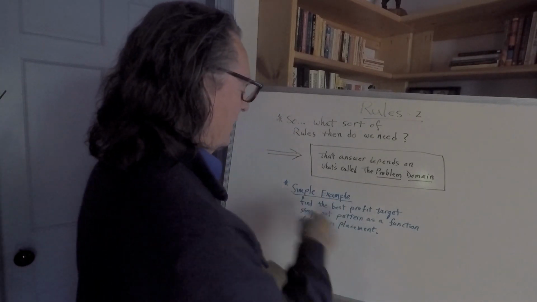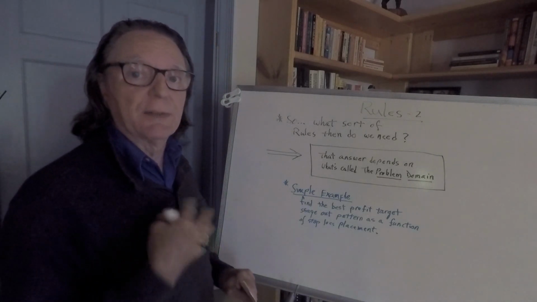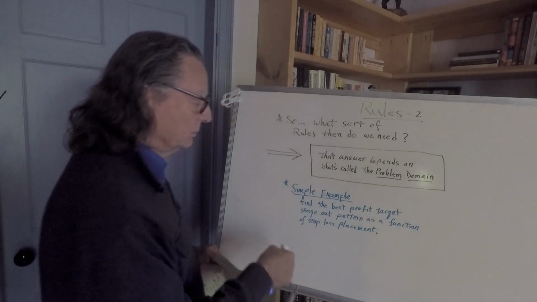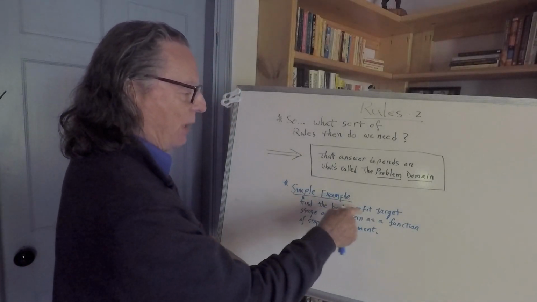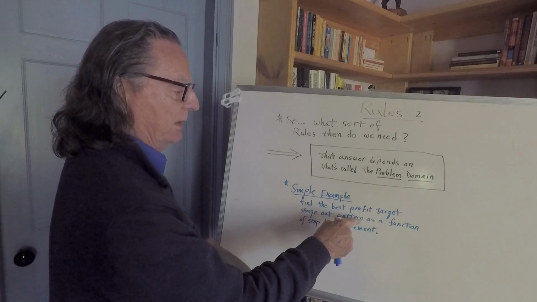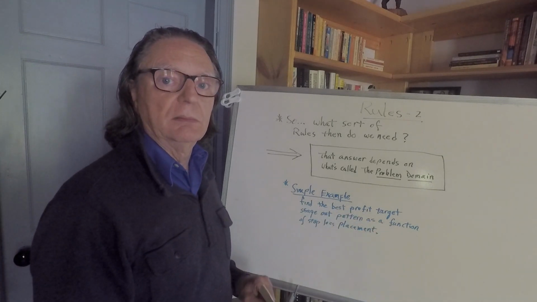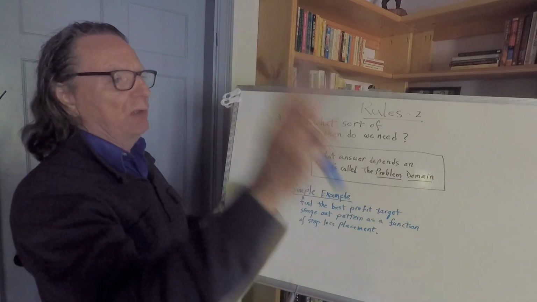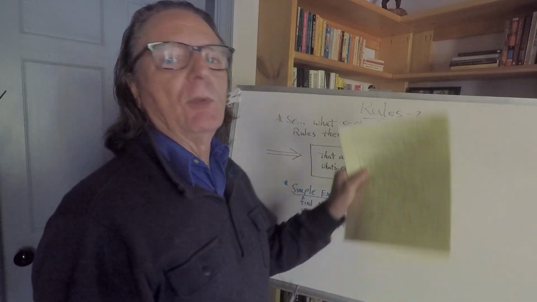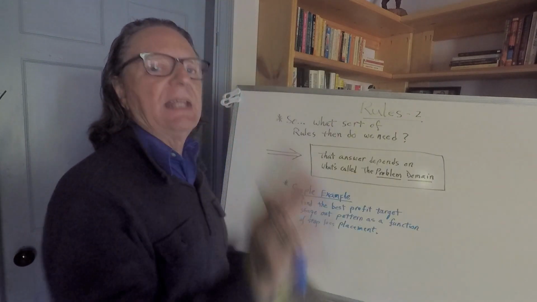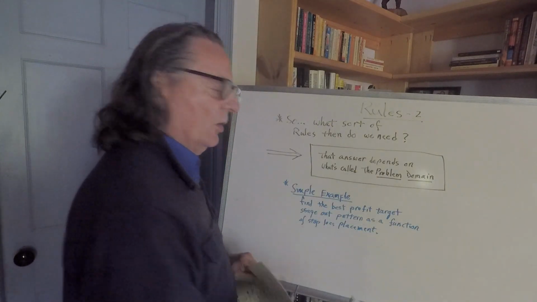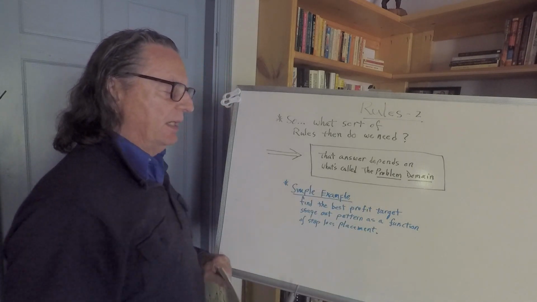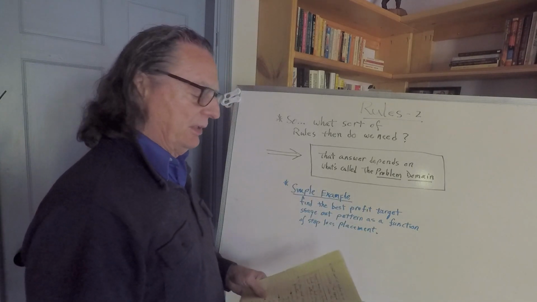And so a simple example for what I'm doing, and the problem domain that I wrote when I started writing my simulation application, was to find the best profit target stage out pattern as a function of stop loss placement. Couldn't be any simpler than that. I don't talk about building controller objects or where I'm going to get my prices from, or any of that shit. That's all background noise. What do I really want to know? I want to know the best profit target stage out pattern as a function of stop loss placement.